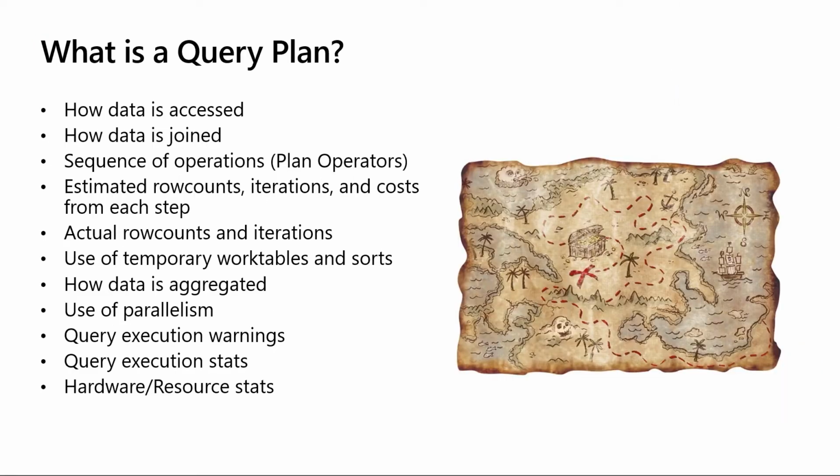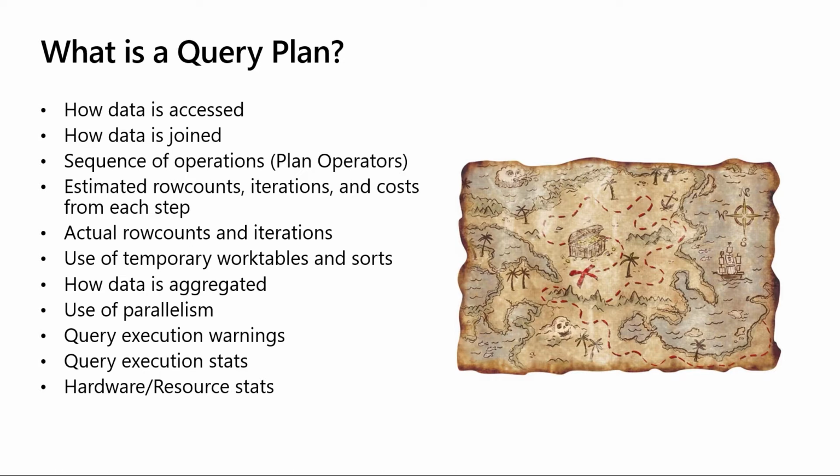We will start by defining what is a query plan. A query plan consists of physical operators that implement operations described by logical operators. Those logical operators are in essence representations of the query, the Transact-SQL statements that were written by a user. The order of the operations is determined in the query plan and how data is joined, the sequence of the operations. So those are commonly known as the plan operators. The estimated row counts, the costs for each step, the actual row counts, the use of temporary objects such as work tables or work files in TempDB.